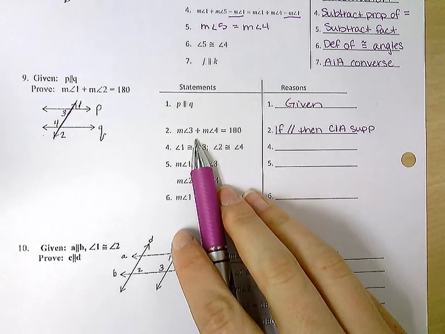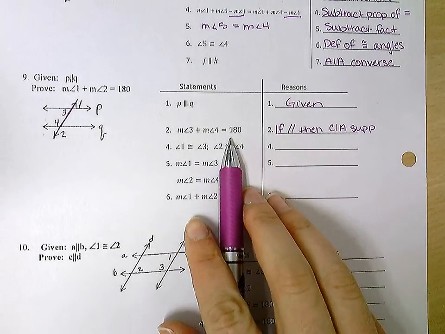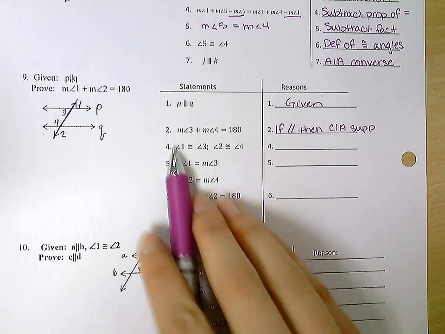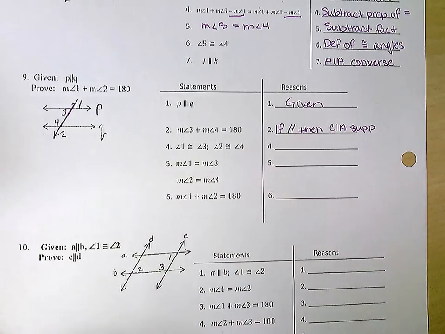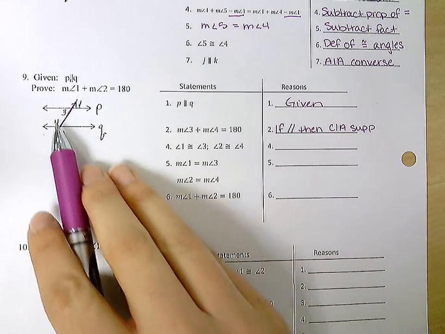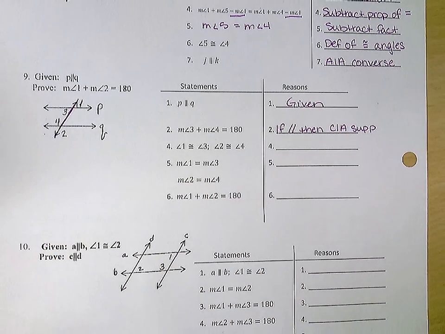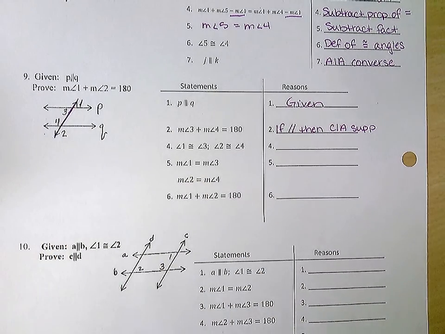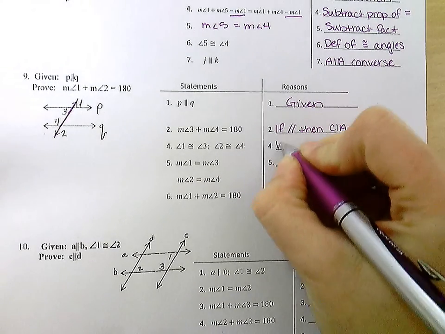Now that I've used my given information that lines are parallel to write this statement, next I want to look at my picture. I have angle 1 is congruent to angle 3, and angle 2 is congruent to angle 4. What is that? They are vertical angles, right? Vertical angles are always congruent to each other. That is the vertical angle theorem.